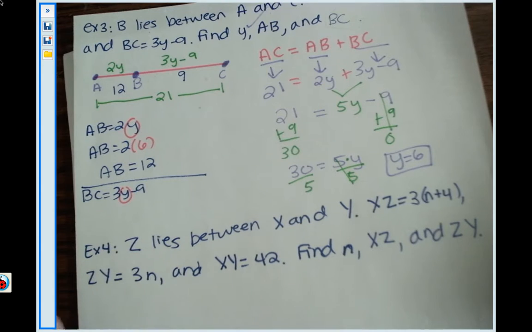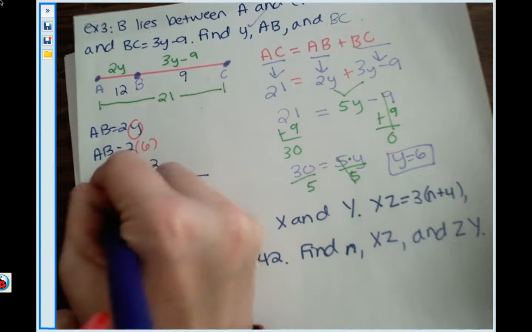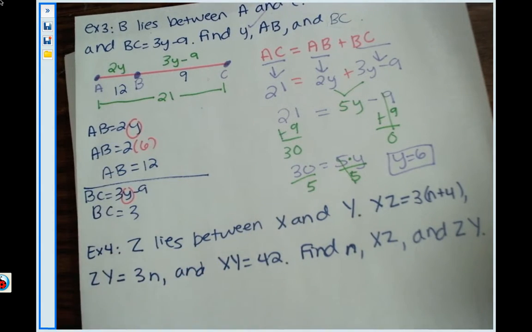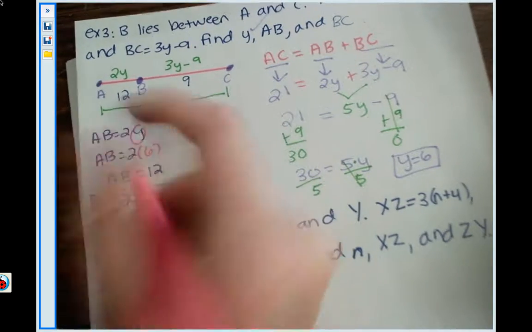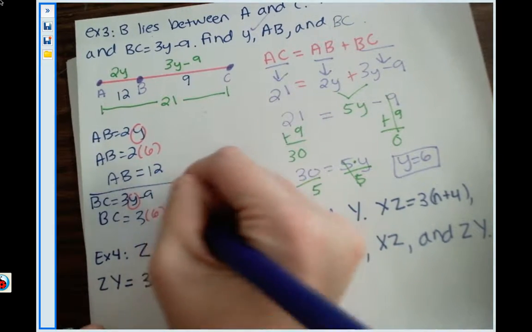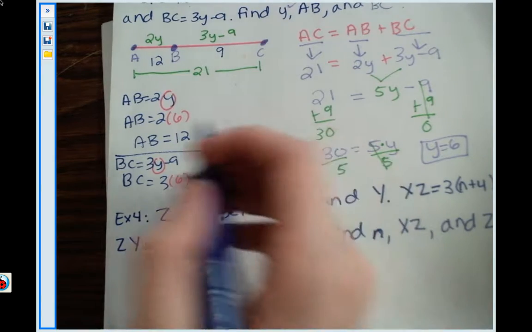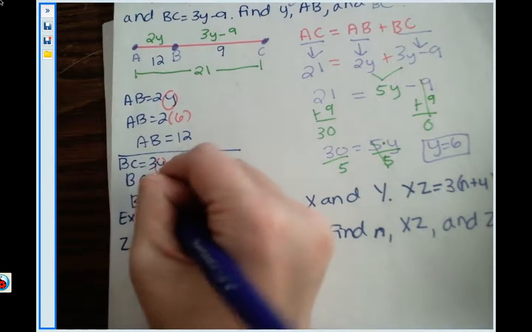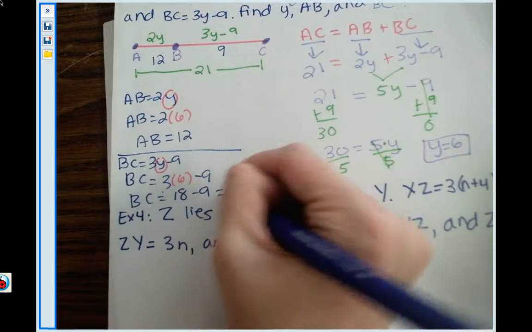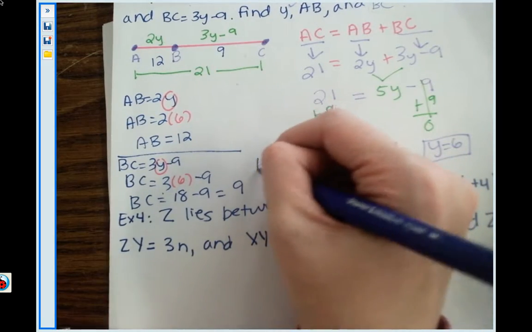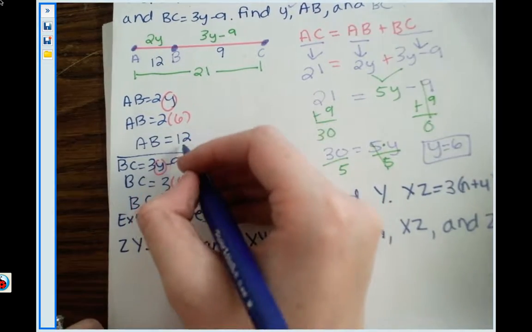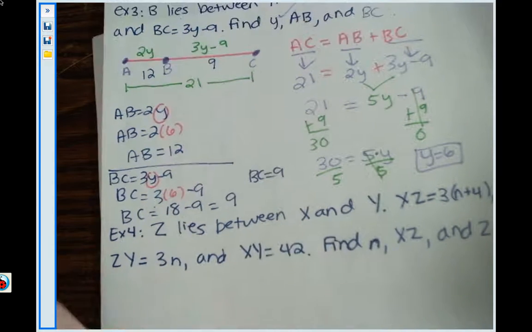So BC equals 3 times my y value, which is 6, minus 9. Let's see what happens. So 3 times 6 is 18, and 18 minus 9, it is 9. So my BC is 9, my AB is 12, and my y is 6.